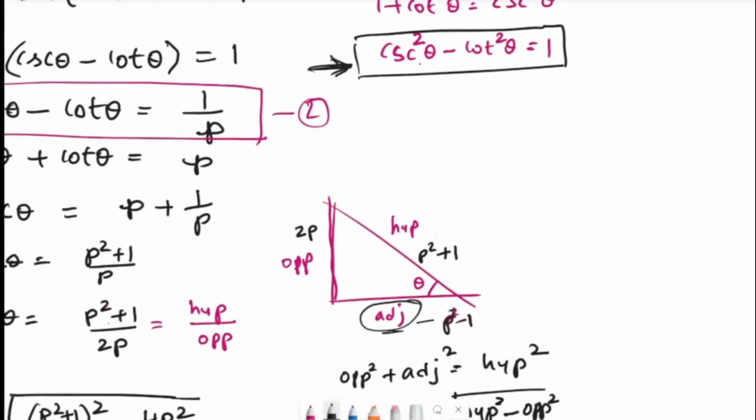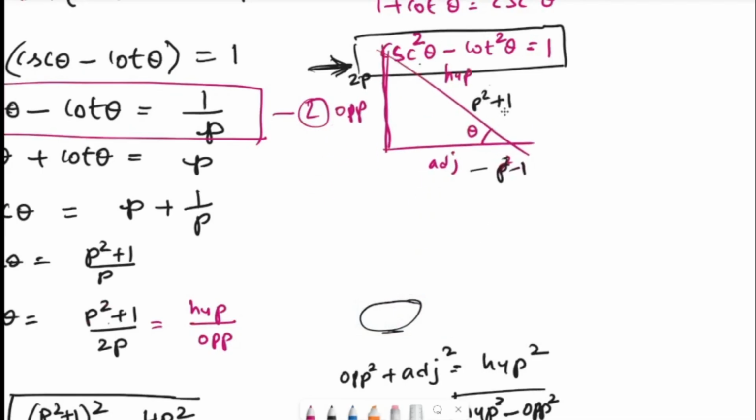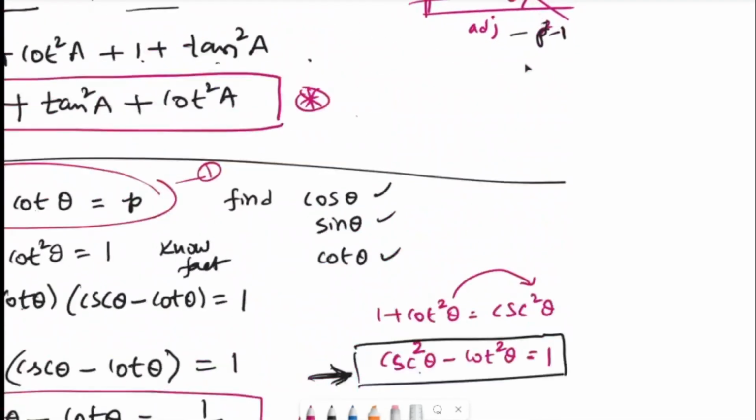I'm going to copy this. One second. I'm not quite good at using this Surface thing, you know. Okay. I'm going to put it here.